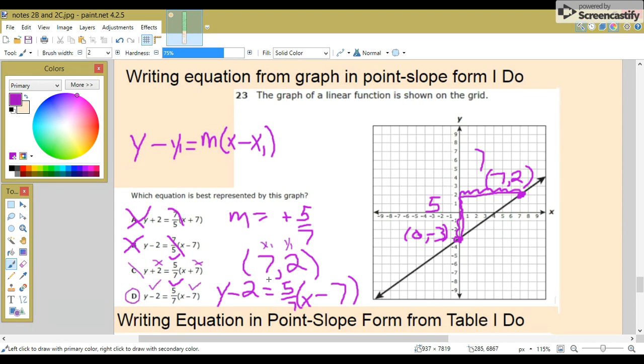Notice our point, when we plug it into the point slope formula, will always be the opposite signs. Instead of a positive 2, it's a negative 2. Instead of a positive 7, it's a negative 7.